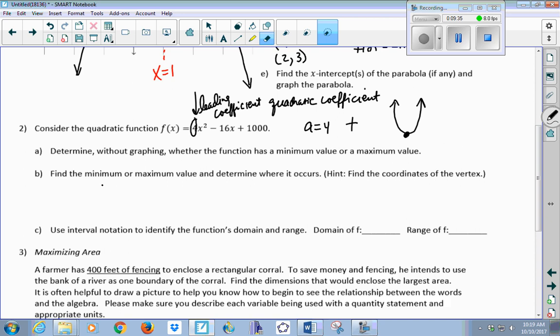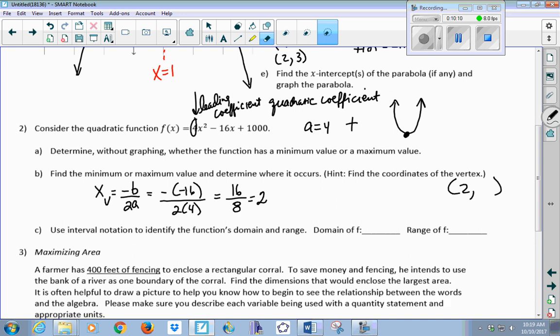Recall that the x value of your vertex is the opposite of b divided by 2a. Now remember, you can only use this formula if your quadratic function is in general form or polynomial form, which this is. So b in this case is -16, so the opposite of -16 divided by 2 times 4 is 16 divided by 8, which is 2. So now we know one of the coordinates for our vertex, 2.